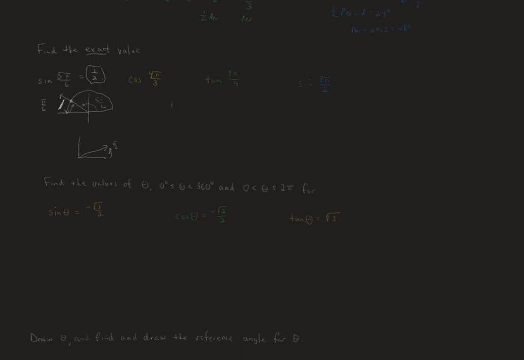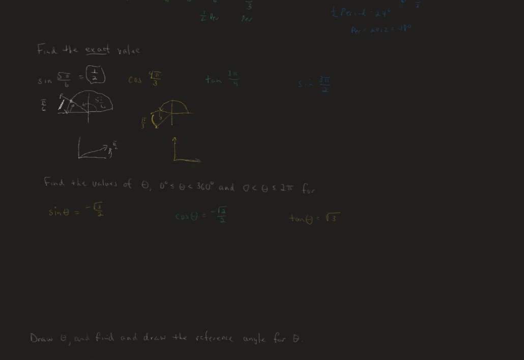Now, cosine of 4 pi over 3, I'm going to think of that as 1 1/3 pi. There's 1 whole pi plus another 1/3 pi, which is going to take us down into quadrant 3. The reference angle here is pi over 3. That puts us back into quadrant 1.